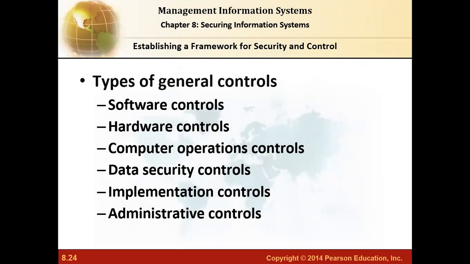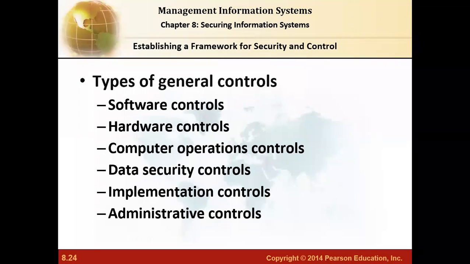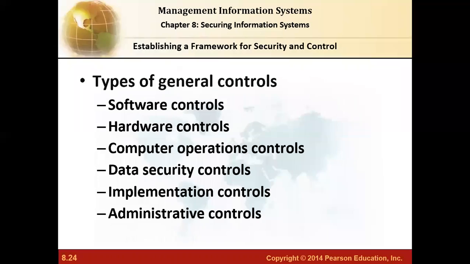So generalized controls consist of the software controls, hardware controls, then we have the computer operations controls, then we have the data security controls, then implementation controls, and last are the administrative controls. So we start with the various kinds of controls, and we will discuss each control separately. When we talk about general controls, number one is the software controls.